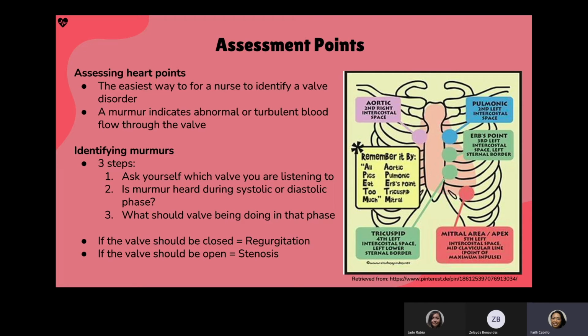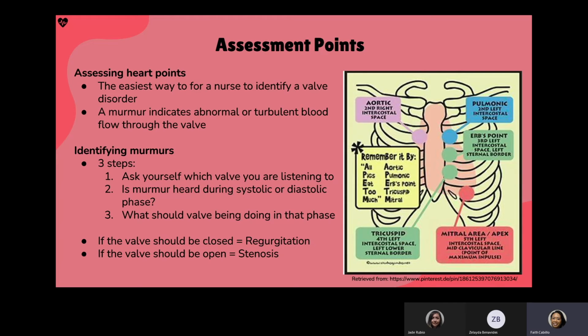Second, determine whether the murmur is heard during the systolic or diastolic phase. Third, ask yourself, what should the valve be doing in this phase? The tricuspid and mitral valves should be closed during the systolic and open during the diastolic phase. The pulmonary and aortic valves should be closed during the diastolic and open during the systolic phase.